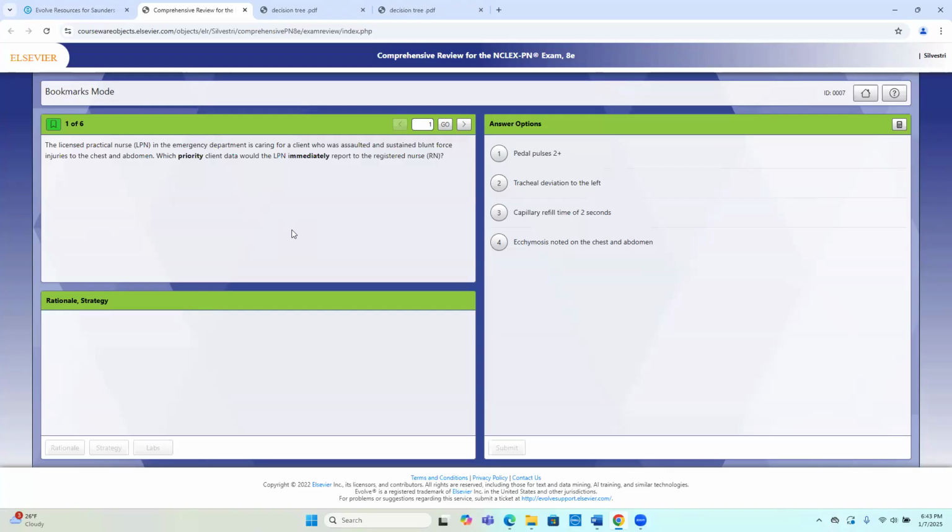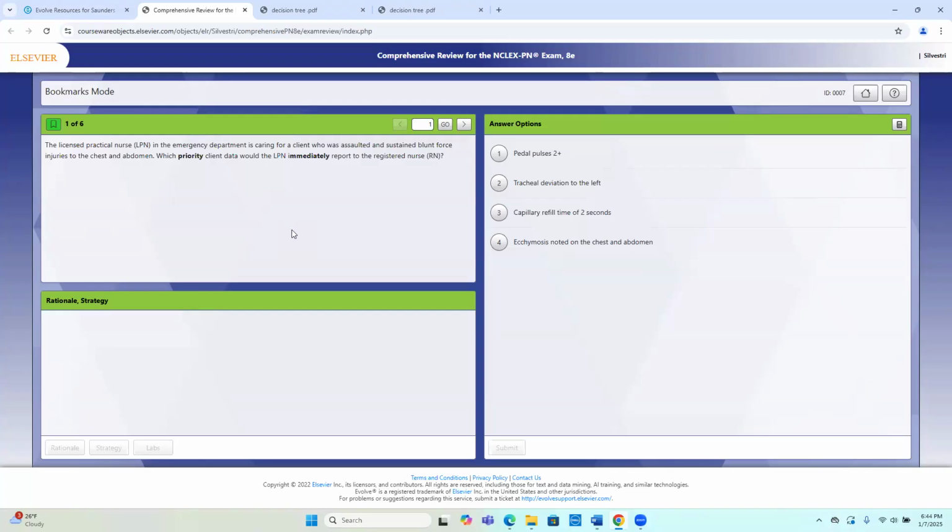We have pedal pulse of 2+, tracheal deviation to the left, capillary refill time of 2 seconds, ecchymosis noted on the chest and the abdomen. Now, are the answer choices assessment or are they implementation? You'll note that all of these answer choices are assessment answer choices, right? We noted that they had 2+ pedal pulses. We checked their trachea. We're looking at their capillary refill. We're assessing their abdomen for ecchymosis. Those are all assessments, so implementation does not apply here.